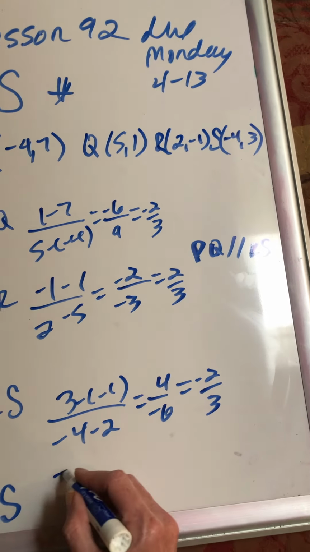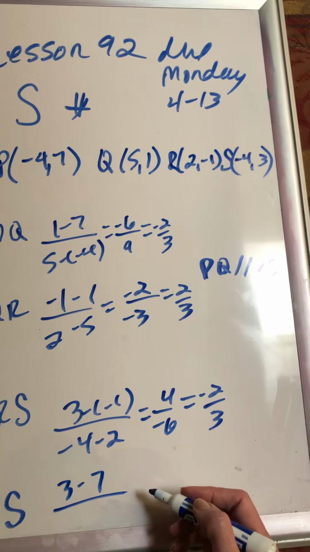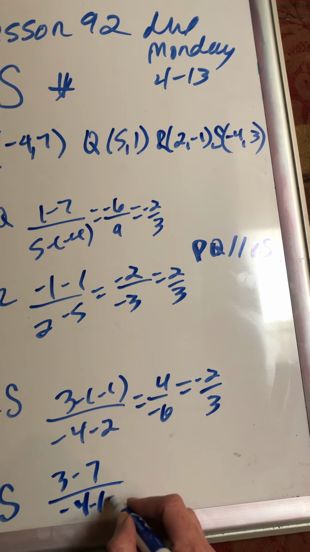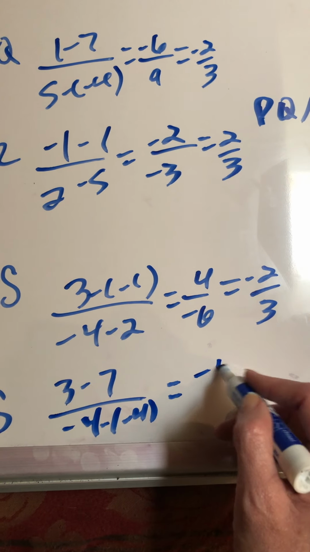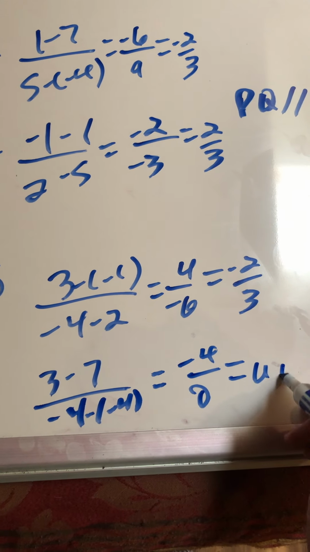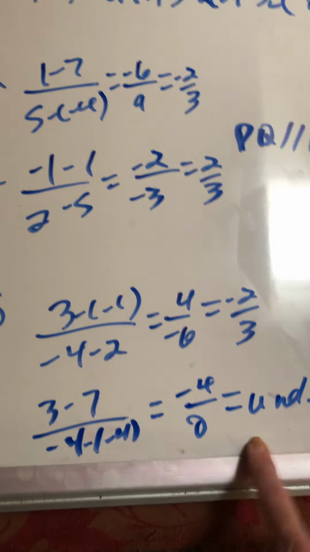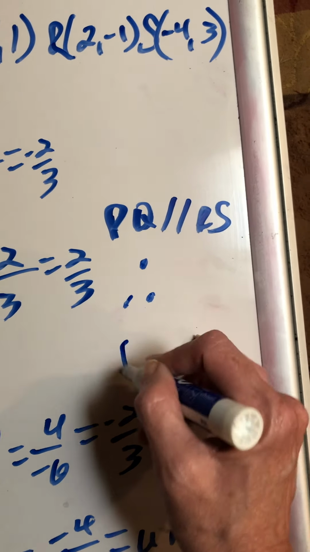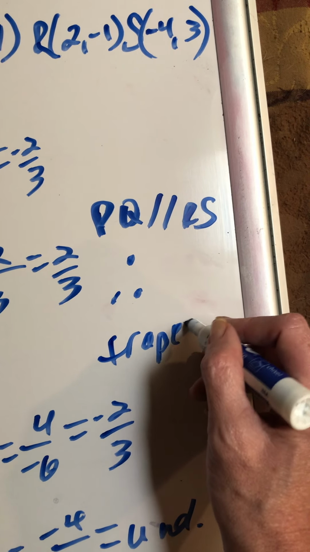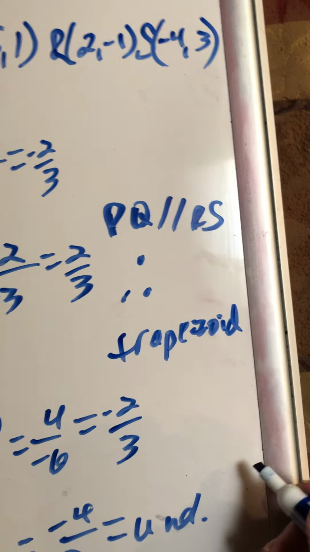So 3 minus 7 over -4 minus -4, which would be -4 over 0, which is undefined. Okay, which is not the same as 2/3. So, therefore, it's a trapezoid. Okay.